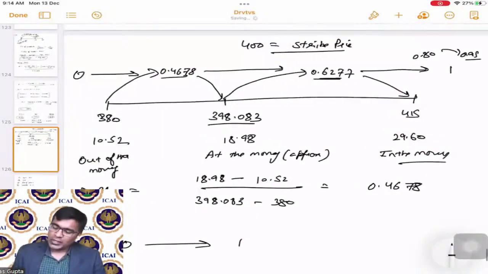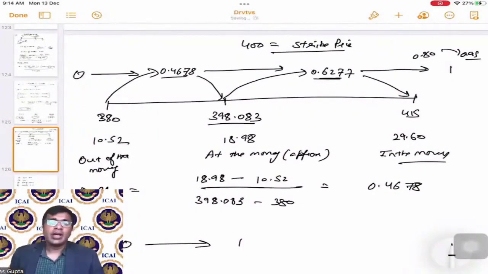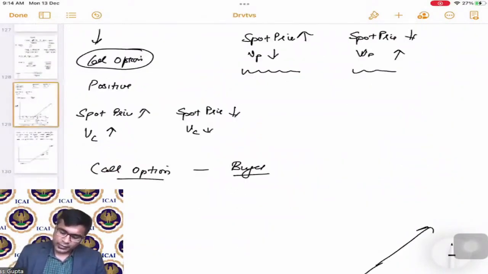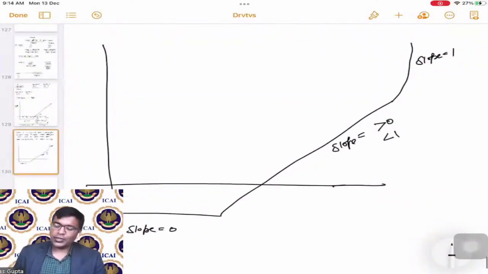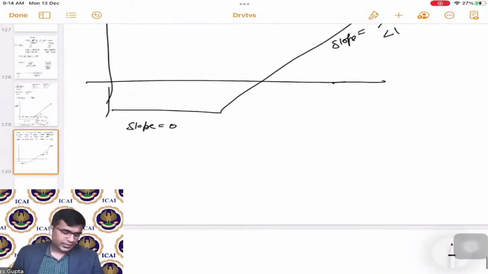Okay. And slowly, gradually, we are moving towards this. I hope, Namita, I am able to give you an example. Okay. So hence, this theory is also proved that it will move from 0 to 1.